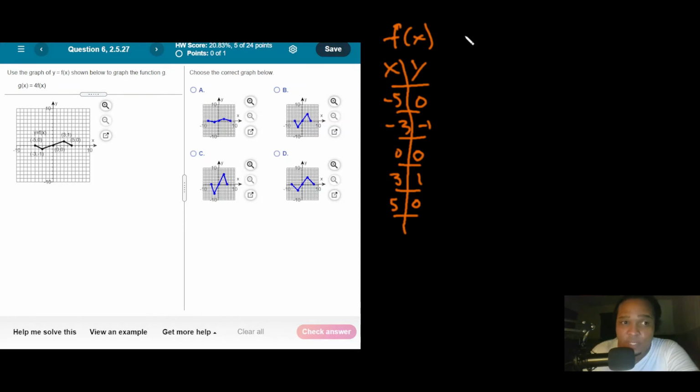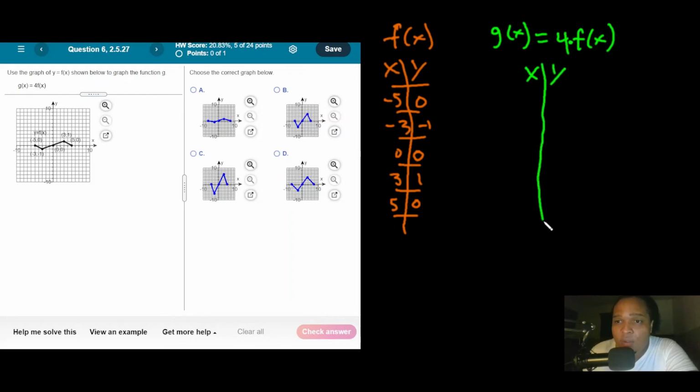Okay, g of x. So for g of x is equal to 4 times your f of x. This is outside. It's an outside change. This is 4 times f of x. So you're going to take all of your y's and multiply them by 4. There is nothing going on inside the parentheses, so nothing's going to happen to your x. So your x's are going to stay the same. So let's go ahead and write all of our x's as the same. Negative 5, nothing's going to happen. Negative 3, 0, 3, and 5.